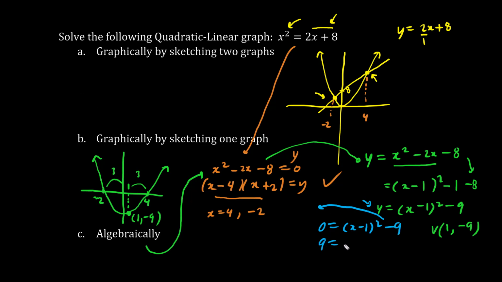Let's add 9 to both sides. So we have 9 equals x minus 1 squared. We now take the square root of both sides. X minus 1 equals plus or minus the square root of 9, which is 3. So we have x equals plus or minus 3 plus 1. So we get two possible answers. Plus 3 plus 1 is 4, and minus 3 plus 1 is minus 2. We have the same two answers.